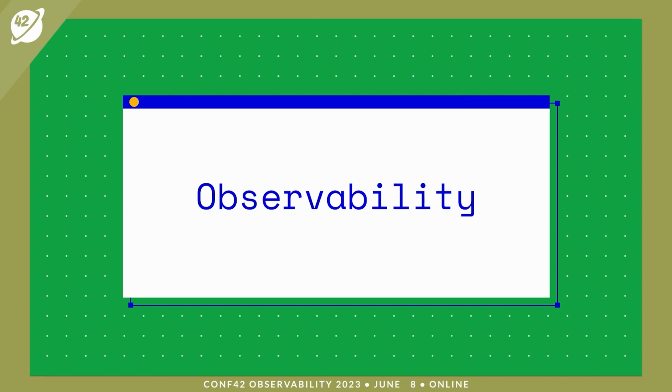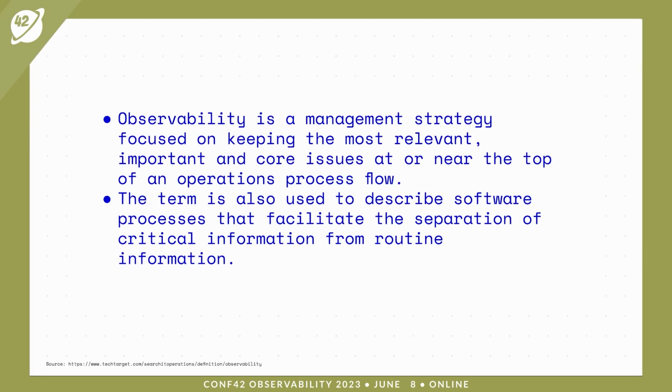observability. There is not a single definition of observability, but observability is a management strategy focused on keeping the more relevant, important and core issues at or near the top of an operation process flow. The term is also used to describe software processes that facilitate the separation of critical information from routine information. It seems a little academic, the definition.